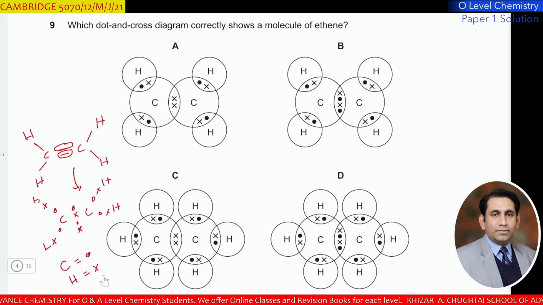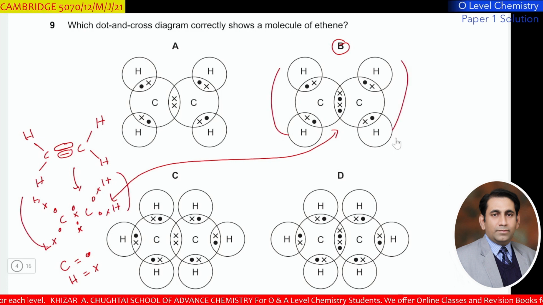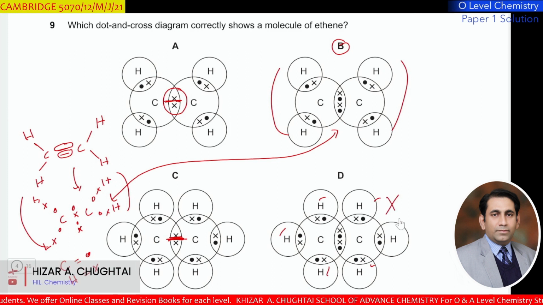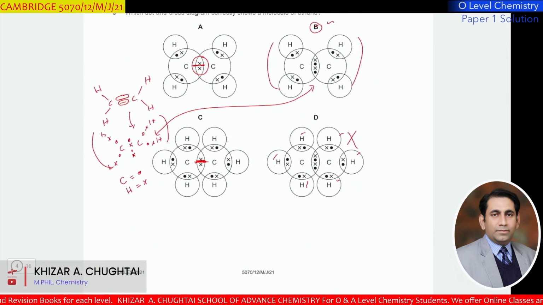So which one is the correct option? The correct answer goes to B. This is the correct one. You can match it with this one. These both are similar. In A, there is a mistake: there is only one bond between the carbons. Same is the case with C, there is only one C-C bond. And in case of D, there are 1, 2, 3, 4, 5 and 6 hydrogens, 2 more hydrogens than needed. So once again, it is confirmed that B is the correct option.